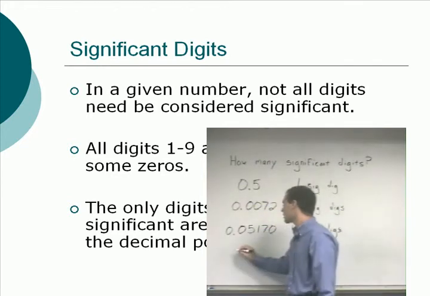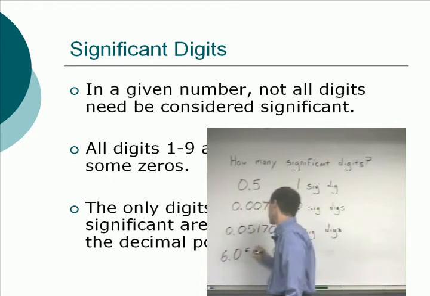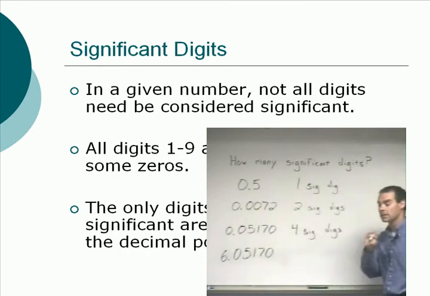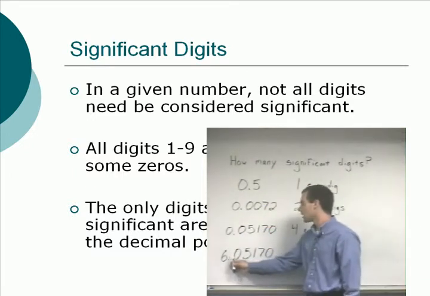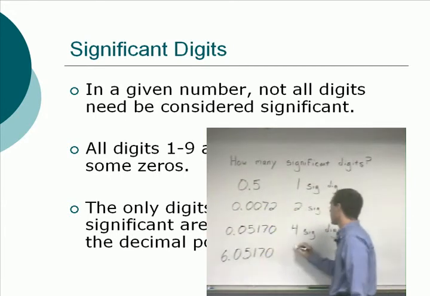And one more. Let's change that number to 6.05170. Now how many significant digits do we have? We have 6. These 4 are still significant. The 6 is significant, and now this 0 is sandwiched in between, and so it becomes significant, and here we have 6 sig digs.